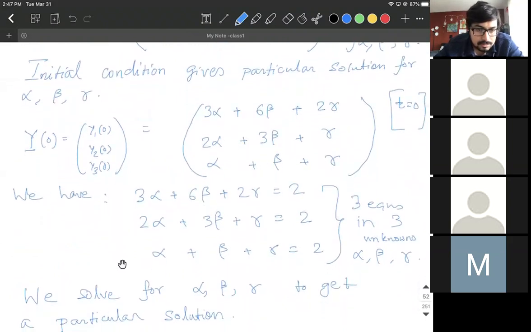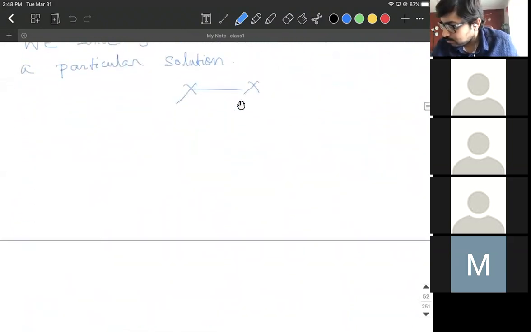Yes, exactly. It was given in the problem, this initial condition. Okay, so that's that. Let's move on to the next topic.